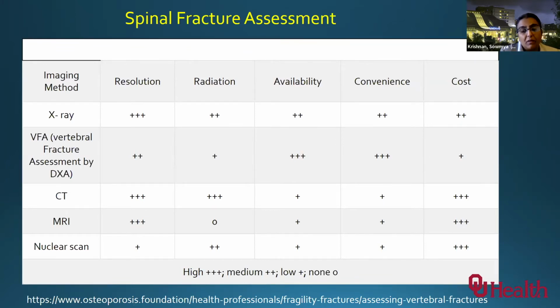some experienced technologist, and you need a special machine which has the vertebral fracture assessment software that can do this. Lateral spine X-ray is easily available. Radiation is slightly higher than a DEXA scan and it can be, of course, more costly, but the resolution is supposed to be better than a DEXA scan VFA. CT scan and MRI, of course, have great resolution, but they are much more expensive. And of course, CT scan has much higher radiation.